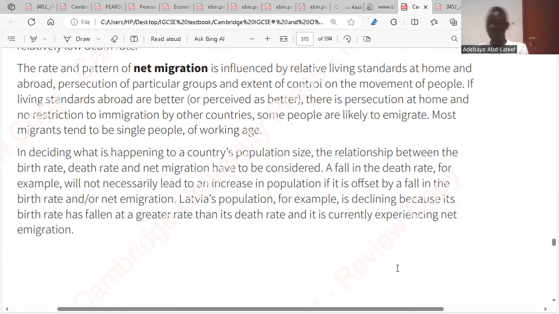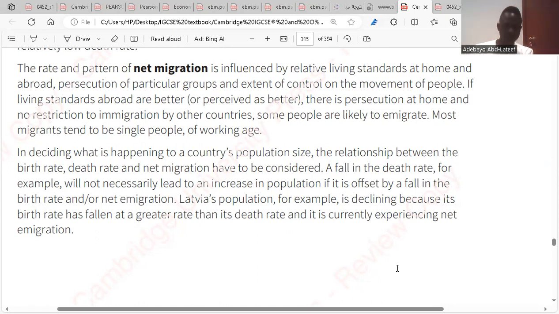Yeah, we're talking about the pattern of net migration here. This is based on the living standards at home and abroad. If the living standard at home is poor, people will move away from home when they perceive that living abroad gives them a better life that they dream of. So they move abroad. That is the point I'm making here. Is it clear? Yes. And the last thing they talked about is that most of the time, people that migrate are people that are still single or within their working age. Those are the kind of people that move out of the country.